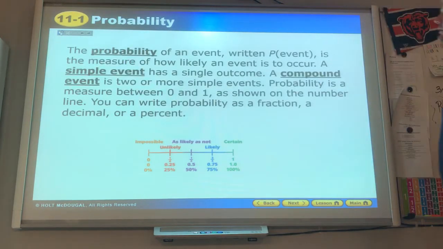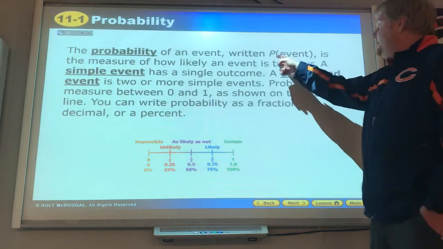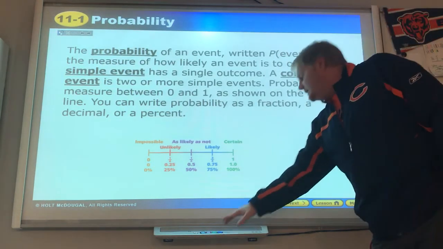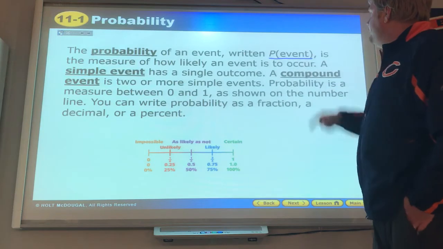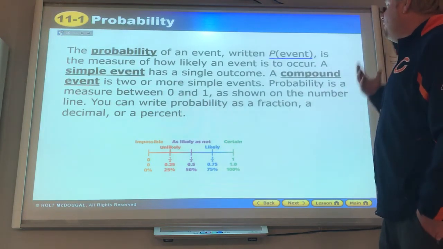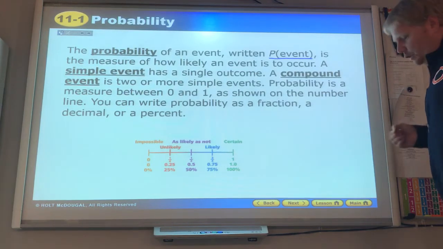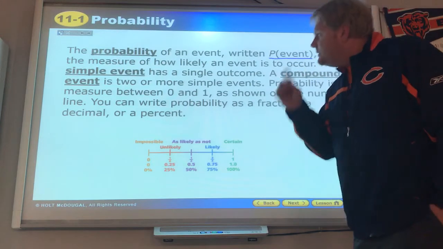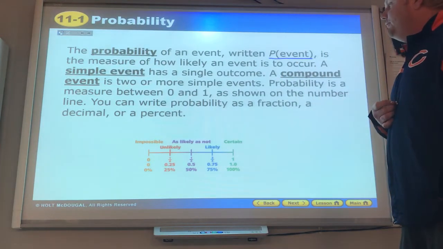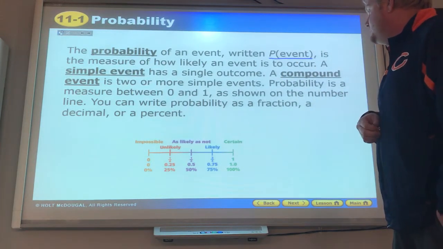The probability of an event, written P event, that's how we write the probability of an event, is the measure of how likely the event is to occur. A simple event has a single outcome. Rolling the dice, what's your chance of getting a 5? Single outcome. A compound event is 2 or more simple events.